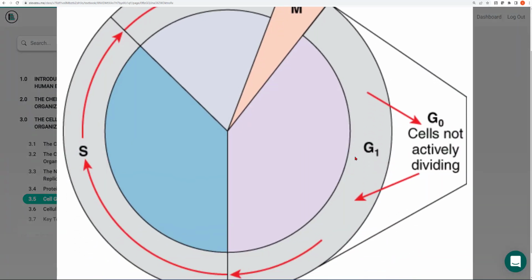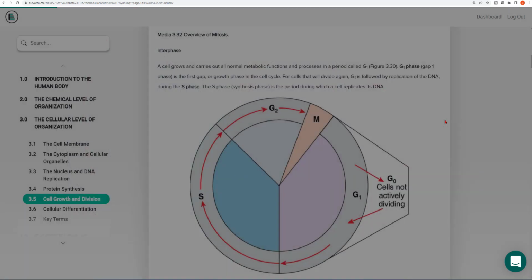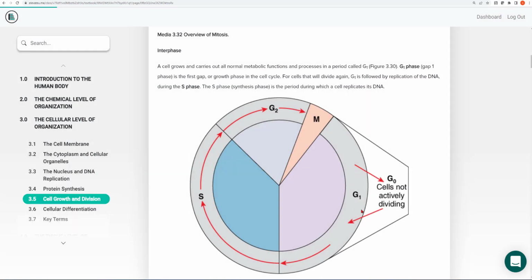G phase. G stands for growth. Some books will call it the gap phase. So the growth or gap phase. During this time, the cell is growing. It's doing what cells always do. It's doing its metabolism. It's responding to its environment. It is doing all the things that cells do.